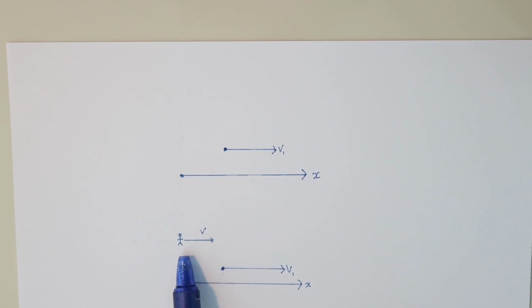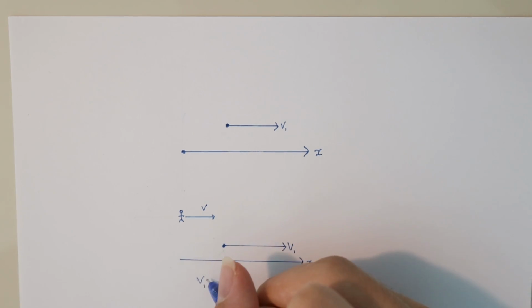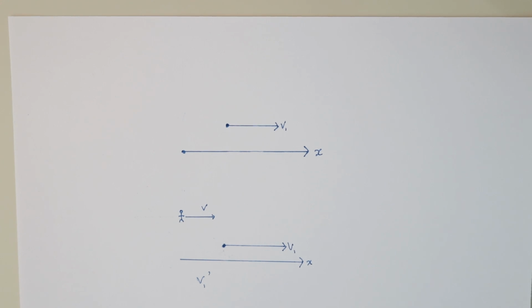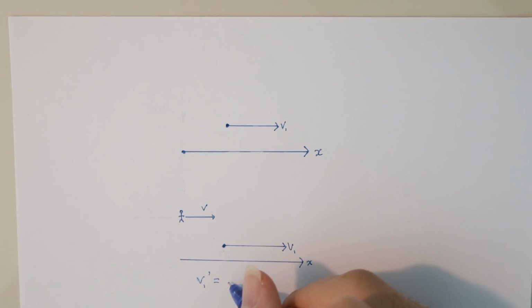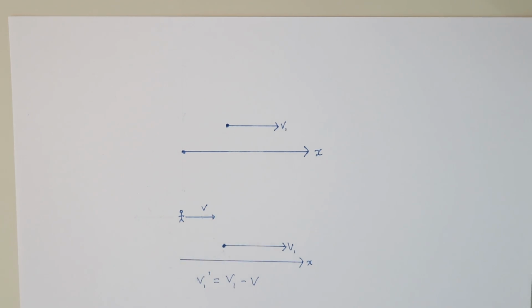You can imagine that this arrow of velocity kind of cancels out with this velocity arrow. And so from the perspective of this person over here, the velocity of this particle, which I would call v1 prime, as indicated by that dash, would be equal to v1 minus his own velocity, which is v.